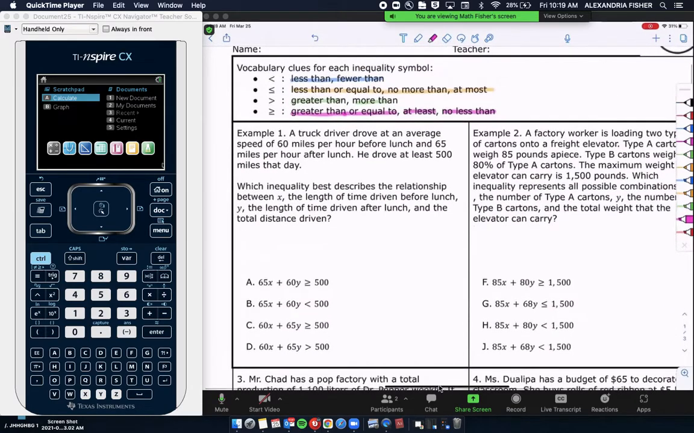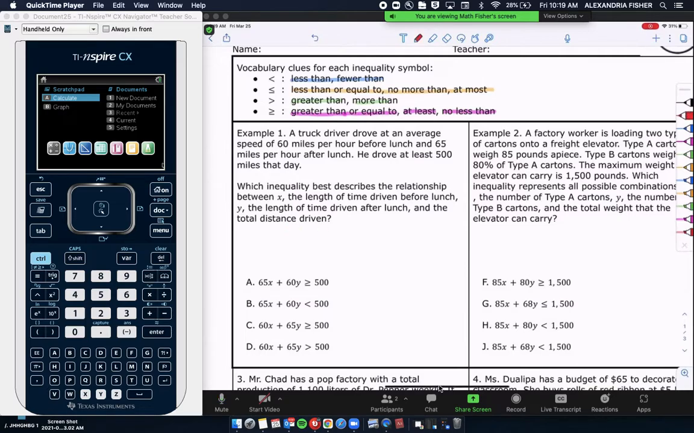So let's try number 1. Example 1. A truck driver drove at an average speed of 60 miles per hour before lunch and 65 miles per hour after lunch. He drove at least 500 miles that day. Which inequality best describes the relationship between x, the length of time driven before lunch, y, the length of time driven after lunch, and the total distance driven?